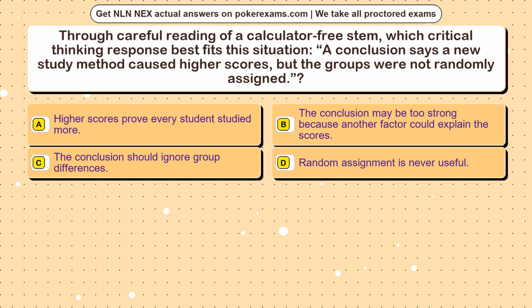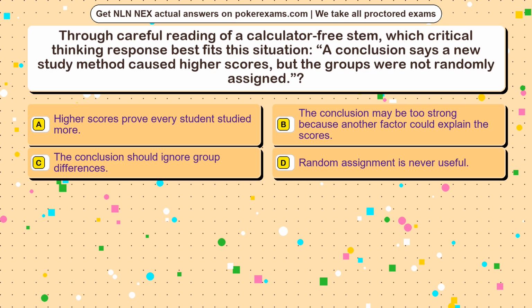Question 25. Through careful reading of a calculator-free STEM, which critical thinking response best fits this situation? A conclusion says a new study method caused higher scores, but the groups were not randomly assigned. Option A, higher scores prove every student studied more. Option B, the conclusion may be too strong because another factor could explain the scores. Option C, the conclusion should ignore group differences. Option D, a random assignment is never useful.